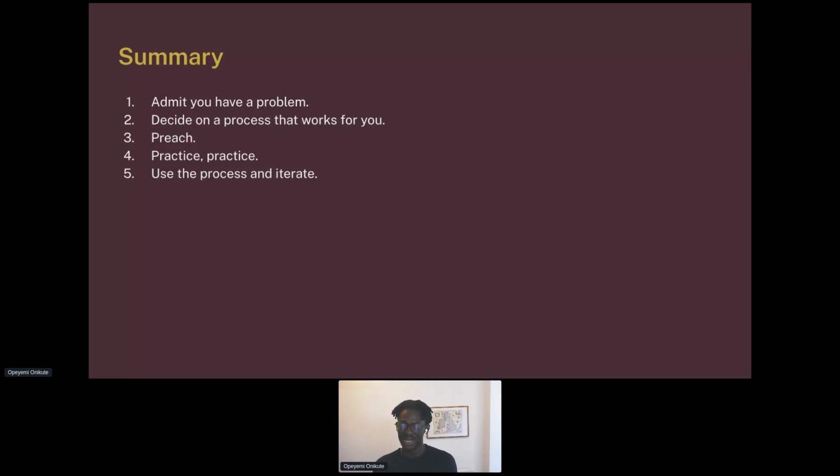And then after that, you need to evangelize. You need to preach about the process and what it should be. And then you need to practice, right? Do your mock incidents as much as you can. And then create the process, use it, iterate. You are not going to get it right the first time, right? So yeah, this is a continuous process. It's not something that you're going to do and throw away.